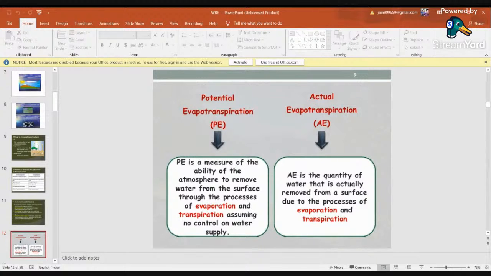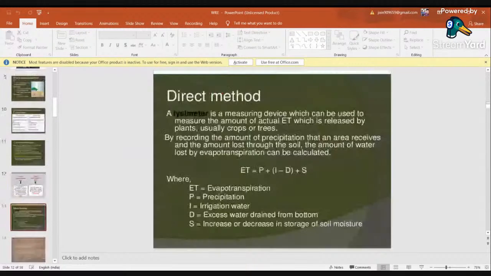But when you are talking about actual evapotranspiration, it means you have to make a difference between inflow and outflow, that is, the amount of inflow quantity minus the amount of evaporation will give you the actual evapotranspiration quantity.